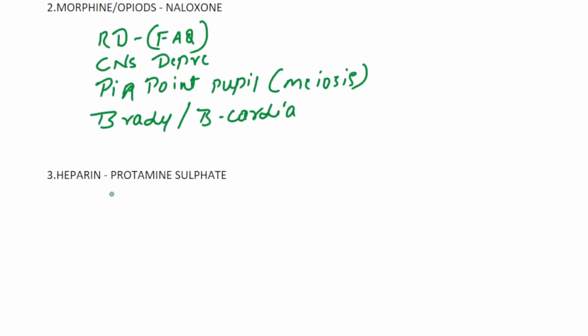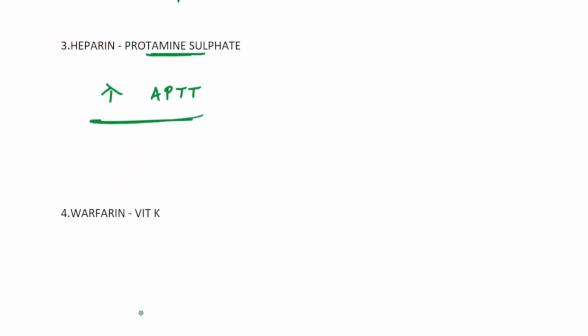And the next drug is heparin. For heparin, the antidote is protamine sulfate. Protamine sulfate is the antidote for heparin. And in heparin overdose, it increases the APTT level.